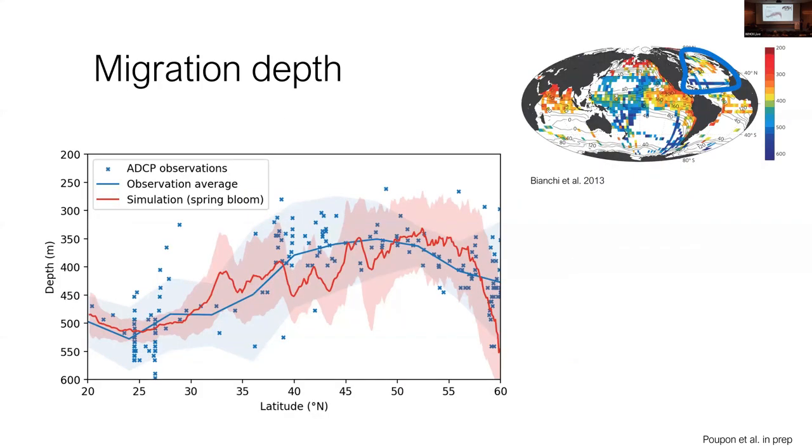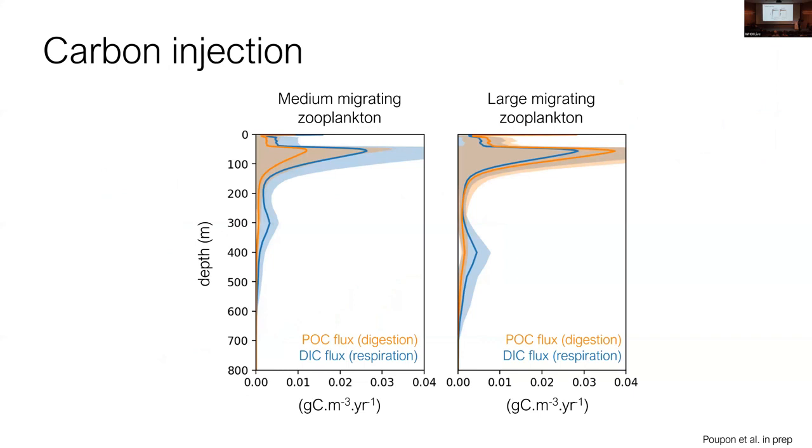And when compared to ADCP observations, this model does quite well. Here we're using ADCP observations from the North Atlantic only, and the observations are in blue and the model is in red. So you can see during the spring bloom, we're tracking the observations with the model quite well, so we have confidence in this model.